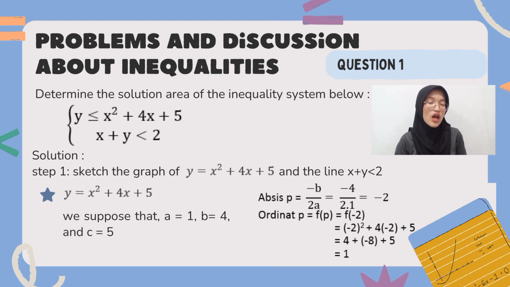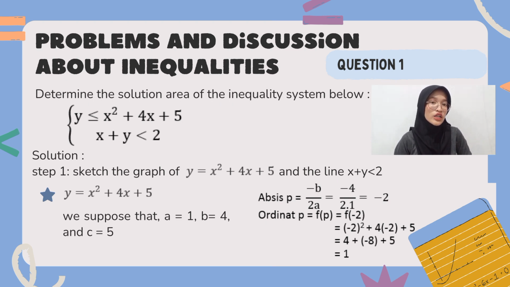First, y equals x squared plus 4x plus 5. We suppose that A is 1, B is 4, and C is 5. So, we can find the abscissa P and ordinate P. Abscissa P equals minus B over 2A equals minus 4 over 2 times 1. So, abscissa P equals minus 2.